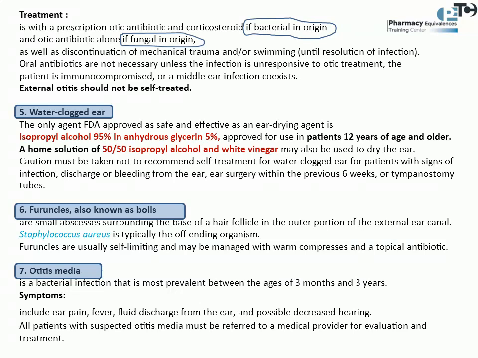But caution must be taken not to recommend self-treatment for water-clogged ear. This condition should not be self-treated because it may lead to an infection, because there is water inside the ear. It's a suitable medium for the growth of infection, so it must be treated.